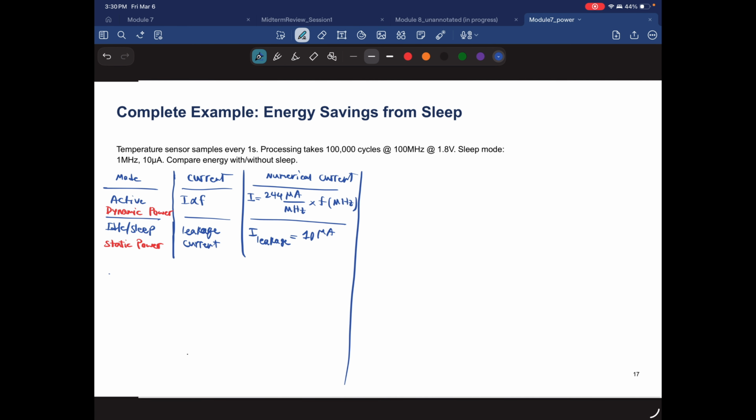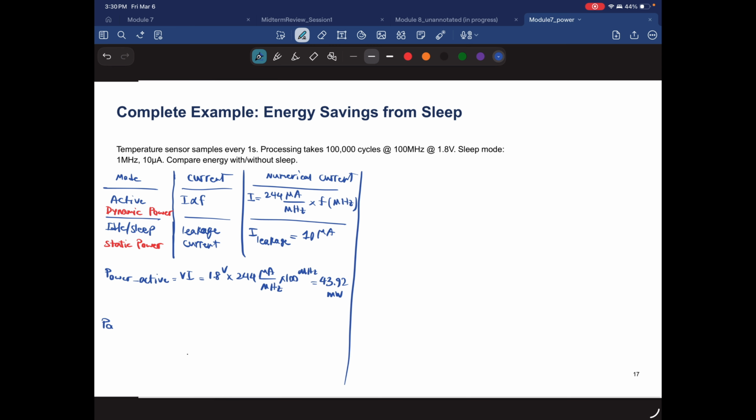Okay, so now what we want to do is calculate the power for each of these two modes. So let's go. Power active. In the active mode, we said power is always VI. V is 1.8 volt multiplied by 244 microamp over megahertz multiplied by 100 megahertz. If you do this calculation, it's going to be 43.92 milliwatt.